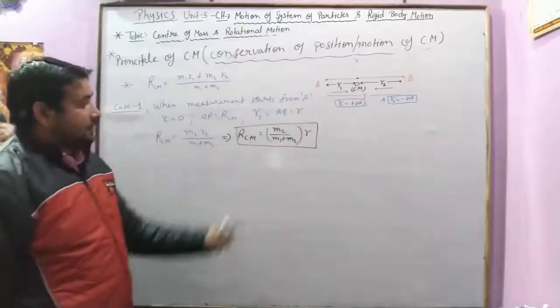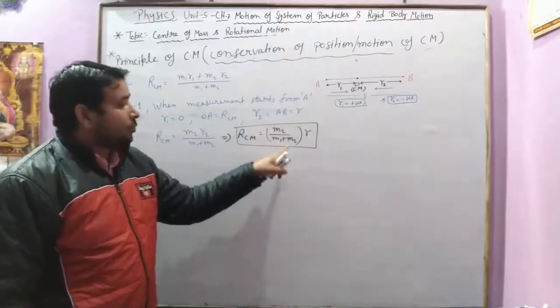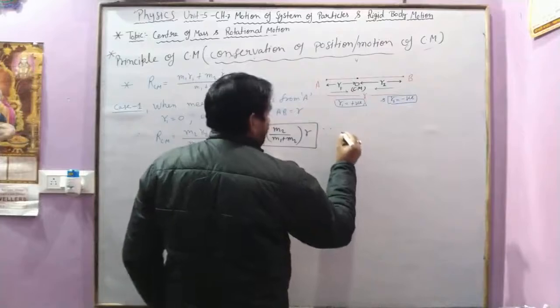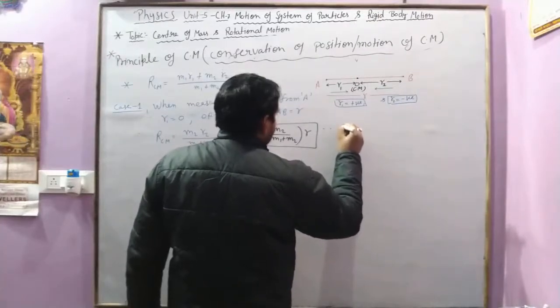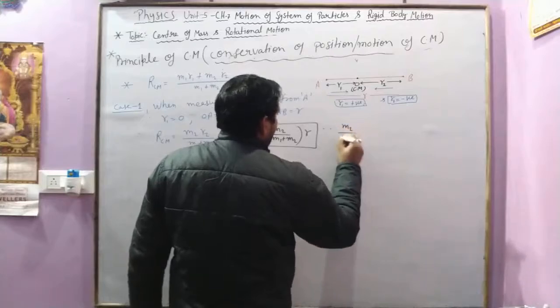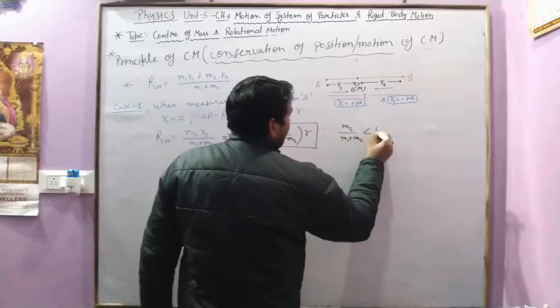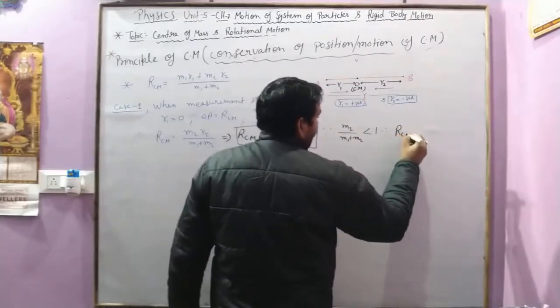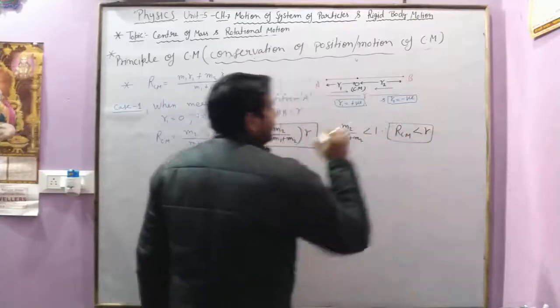Okay, because this fraction M2 upon M1 plus M2 is smaller than 1, therefore RCM is smaller than R. This is the first situation.